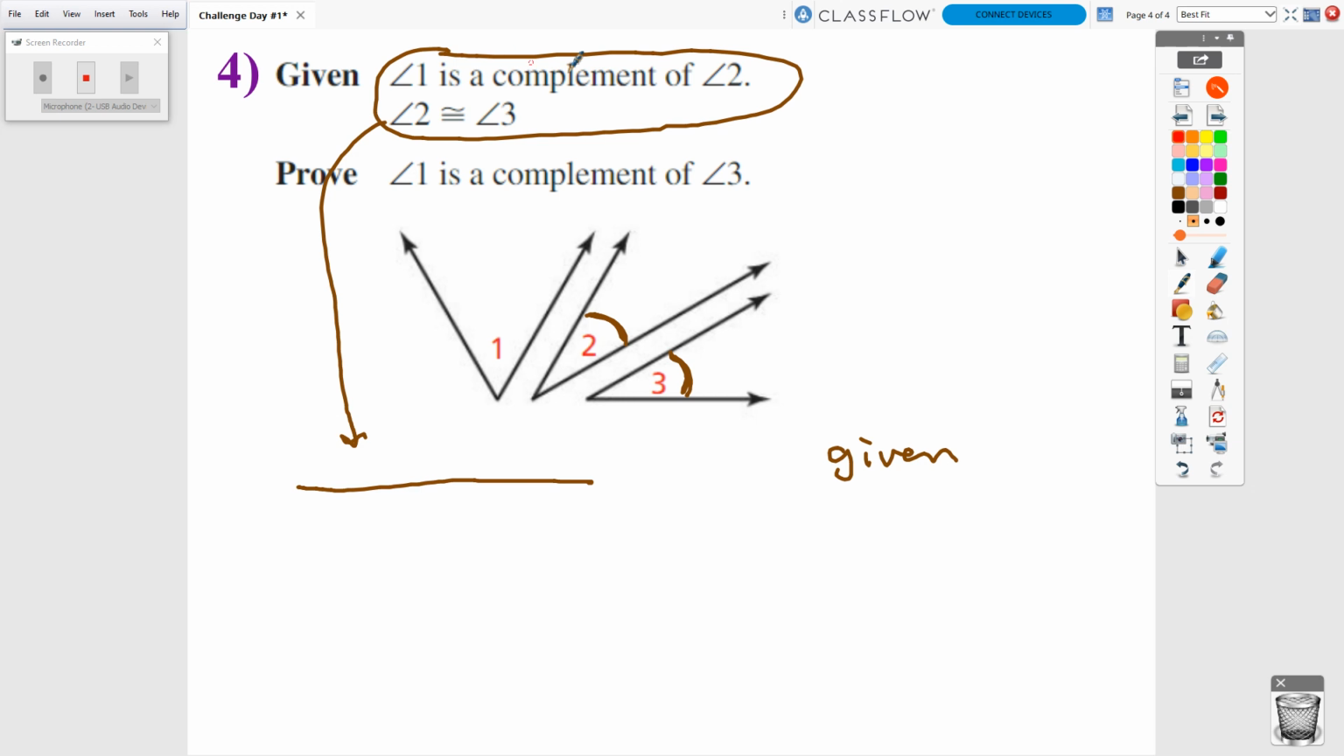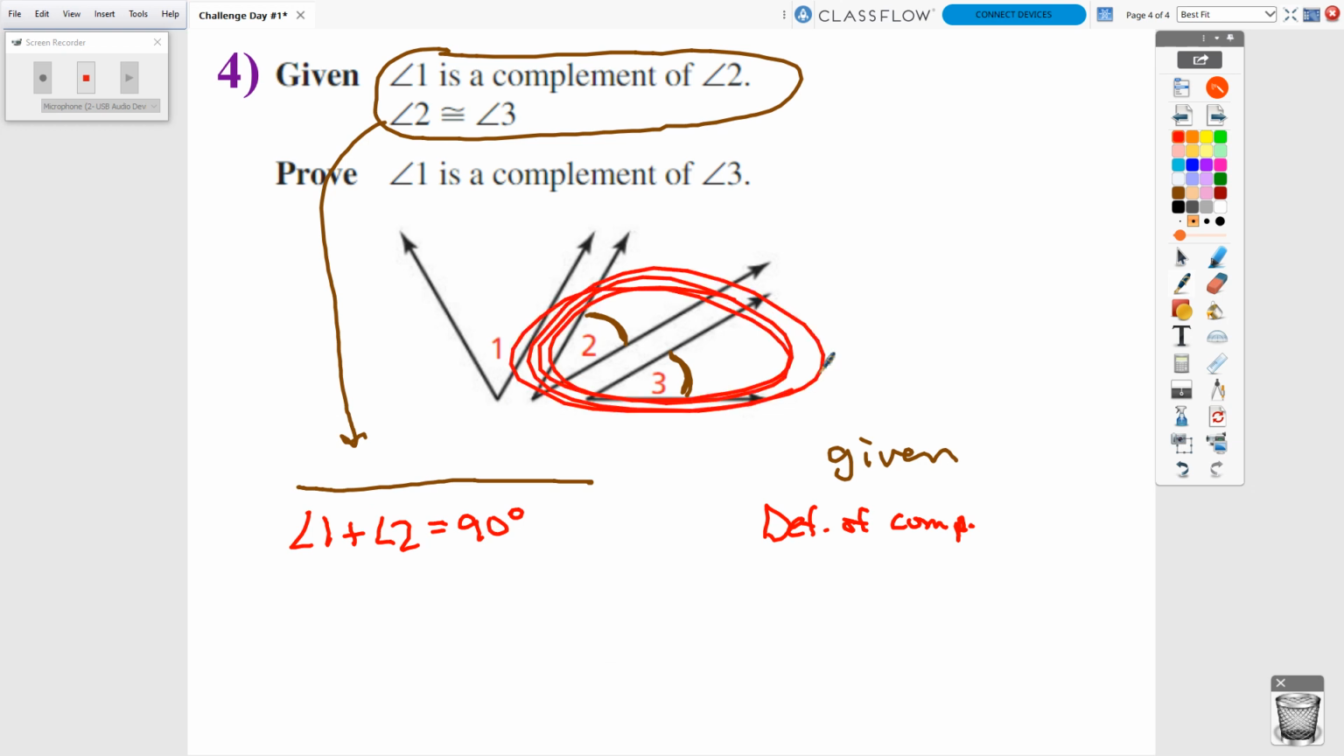That angle 1 is a complement of angle 2. So angle 1 plus angle 2 equals 90 degrees. And we knew that was true because of that vocabulary word, complement, or I'll just leave it as COMP. And so we know that they add up to be 90. Now, looking ahead here, we need to prove that 1 and 3 are complementary angles. Well, I know that 1 and 2 are complementary, that they add up to be 90.